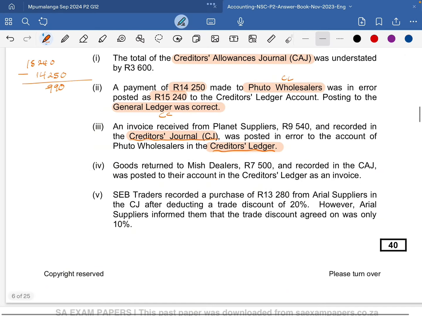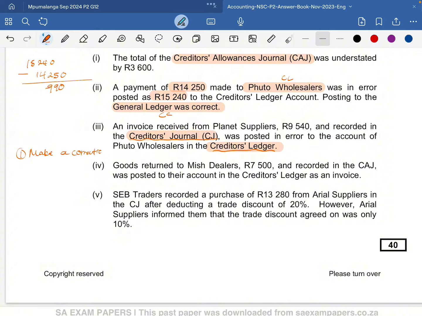And then the fourth one says goods returned to Mish dealers, 7,500, and recorded in the CHA. Okay, so this is recorded in the CHA. 7,500 was posted to their account in the creditors ledger as an invoice. So we posted this as an invoice. We know that this is a return and two things have to happen here. The first thing is that we have to make a correction.